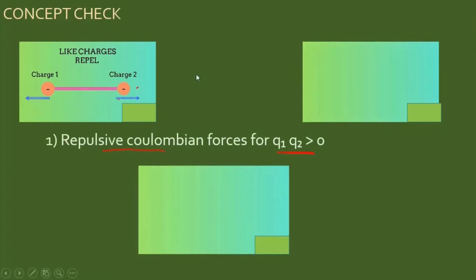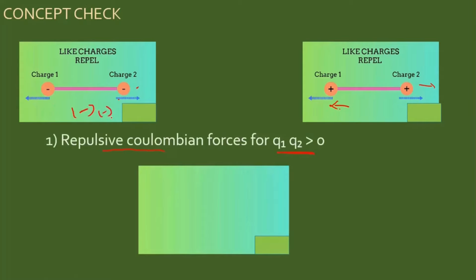Similarly, we have another pair of like charges, that is two positive charges. So repulsive Coulombian forces will always point opposite to each other. This is how it is, and the product Q1 Q2 will always be greater than 0. Here, if we have two negative charges, negative into negative becomes positive, that is, it will be greater than 0. And if we have two positive charges, the product of positive charges will be greater than 0.